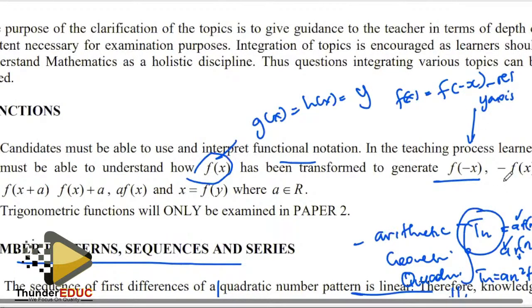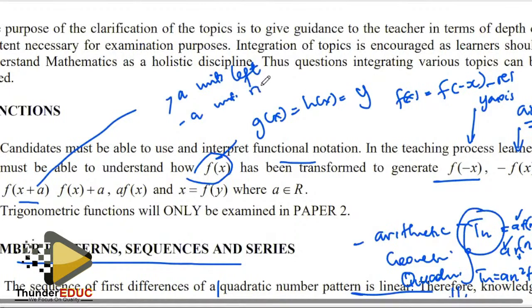Then if it is in this format where it's negative f of x, it's a reflection about the x-axis. Then if we have f of x plus a, this is a shift. In other words, the graph has been moved some units. So it's a units. If it's positive, it's going to be to the left. And then if it's a negative a, it's units to the right, a units to the right.